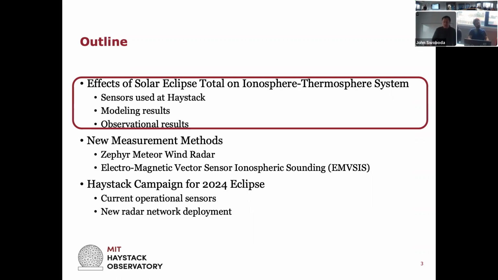So first up, we're going to talk about the solar eclipse and the effects of the solar eclipse. I'm going to spend time focusing first on the types of sensors we've used in the past, the GPS TEC and the incoherent scatter radar. Then I'm going to talk about the modeling of the eclipse and how that compares to observational results. I'm using as a case study the 2017 Great American Solar Eclipse.